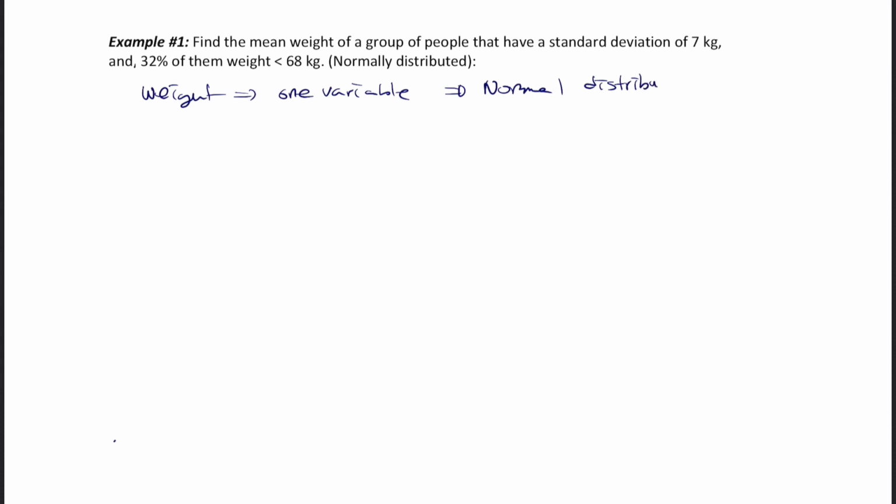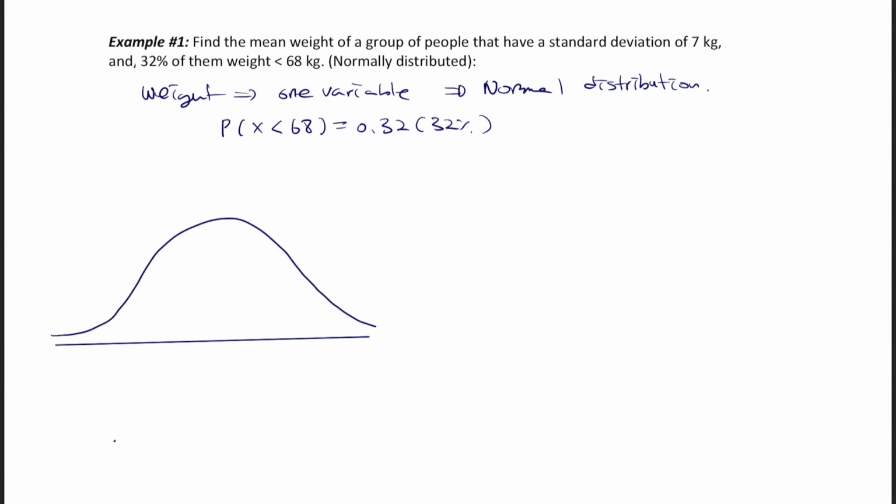Okay, so let's first draw a normal distribution graph for this data. We know that the probability of x less than 68 is about 0.32 or 32%, right? So when we draw the normal distribution graph with this, we are not sure about the center, the mean value. However, at the point of 68, anything less than that point is considered as 32% or 0.32, right? And we are also aware that the standard deviation value is 7.